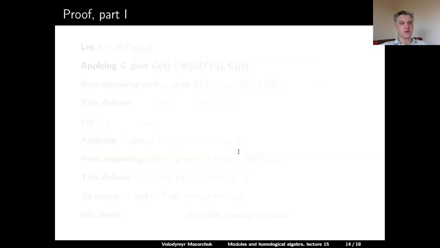In order to prove this theorem, what we do, we construct our isomorphisms between the hom sets as in the definition of the adjoint functor. Let H be a morphism in D from F of I to J.